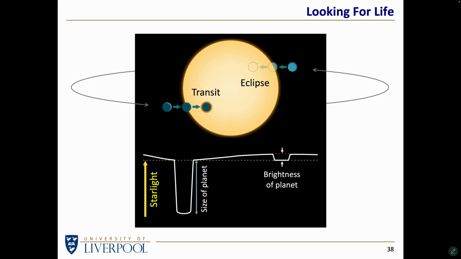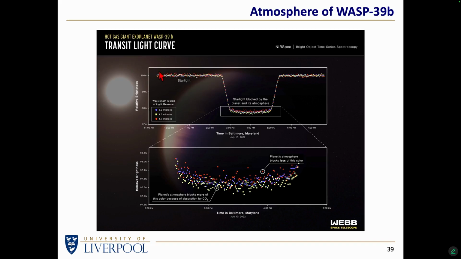particular molecules. If we remember how transit works, we see starlight, and the starlight dips when the planet goes in front of the star. The James Webb Space Telescope has sufficient sensitivity that it can do that, and it can do that at various wavelengths of light. If we have a look at this box here and blow it up, we see the depth of the dip is slightly different for one wavelength, shown by the red dots, compared to a different wavelength, shown by the blue dots or the yellow dots.